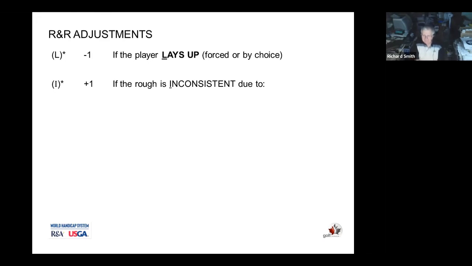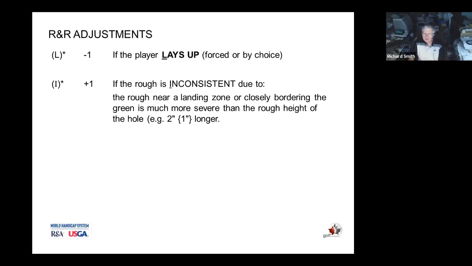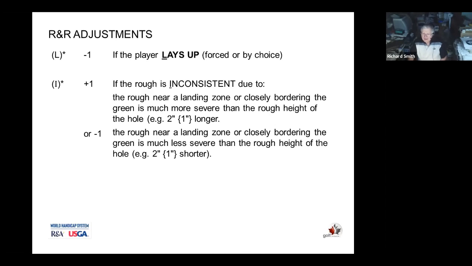The inconsistent adjustment, and that can be due to the rough near a landing zone being much more severe or much less severe. It could be an inconsistent minus. And here we're talking about really within the hole rather than from hole to hole, where the rough at the green and the rough at the landing zones are different.